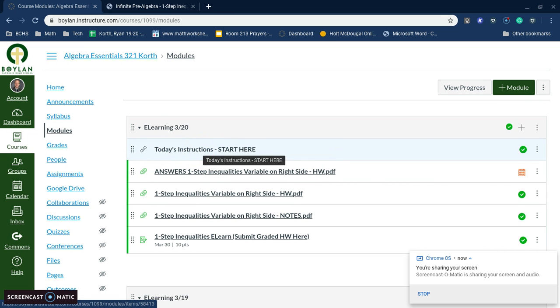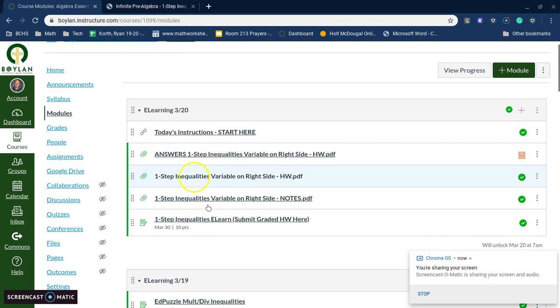Things to note: nothing will be accepted via email. Everything must be submitted through Canvas. It's way too much for me to try and keep track of. If you need assistance figuring out where to submit things, let me know. But in general, they are listed with a little piece of paper and a pencil.